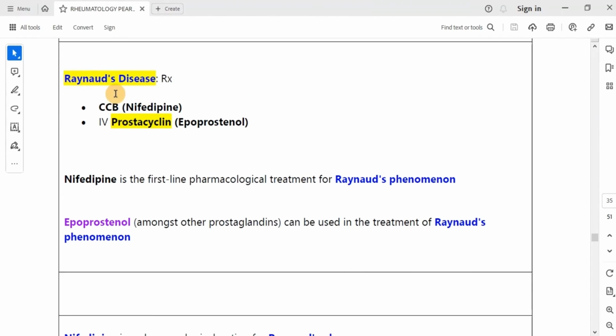So Raynaud's disease, usually we can go for the calcium channel blockers like nifedipine or the IV prostacyclin, that is epoprostenol. Nifedipine is the first line pharmacological treatment for Raynaud's phenomenon. Epoprostenol, amongst other prostaglandins, can be used in the treatment of Raynaud's phenomenon.